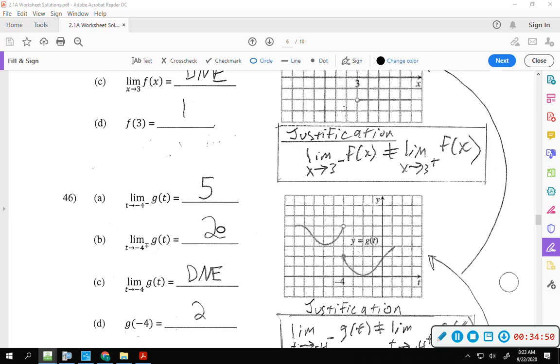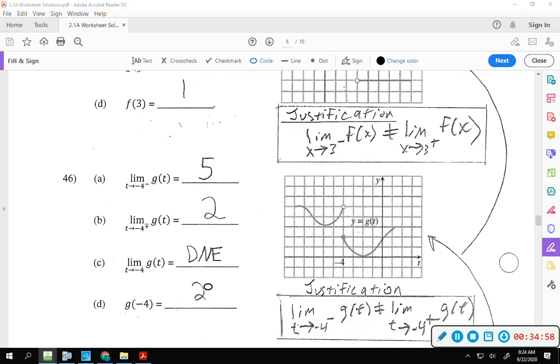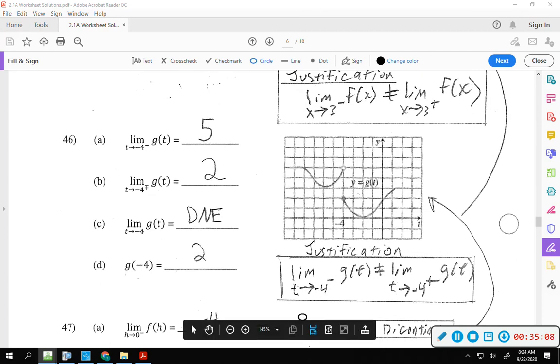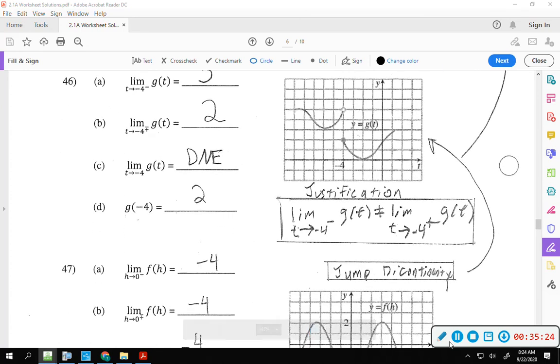Since the left-hand limit does not equal the right-hand limit, there is no limit. The limit does not exist. Even though g at -4 is also 2, it doesn't matter. This is a jump discontinuity. Jump discontinuities do not have limits. Justification: the limit as t approaches -4 from the left of g of t does not equal the limit as t approaches -4 from the right of g of t. Always justify when the limit does not exist. This is a jump discontinuity.